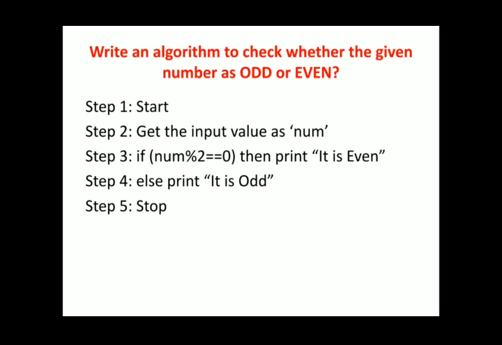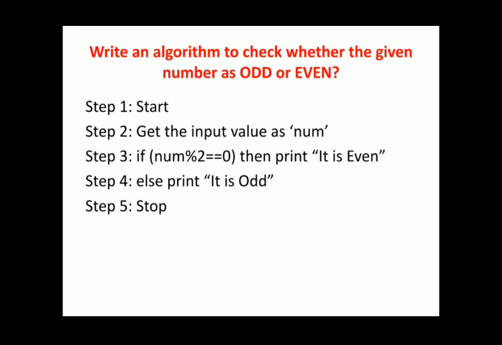Suppose the condition is true, then "it is even" will be displayed as the output. Otherwise, if the condition is false, then "it is odd" is displayed as the output. To terminate the algorithm, the word stop is used. Now consider num as 6. Based on the condition, 6 modulus 2 equal to 0 is checked, and the condition is true, so "it is even" is displayed as the output.